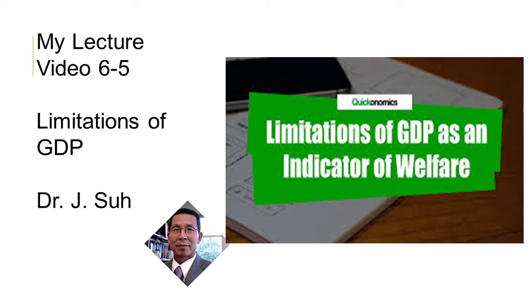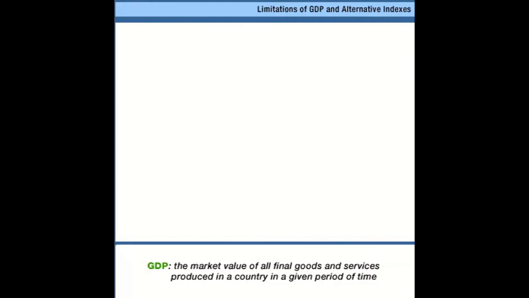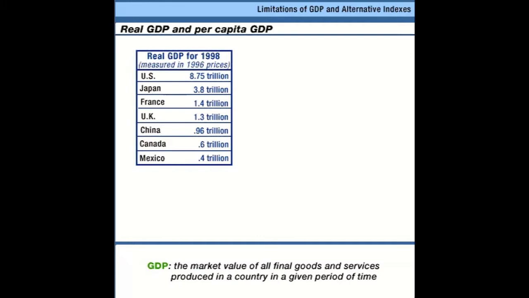The gross domestic product is the market value of all final goods and services produced in a country in a given period of time, usually 1 year. Let's look at some gross domestic product figures from 1998. These numbers measure the real GDP in each of the countries. Real meaning that the prices used are those from 1996, and the quantities and output used are from 1998.